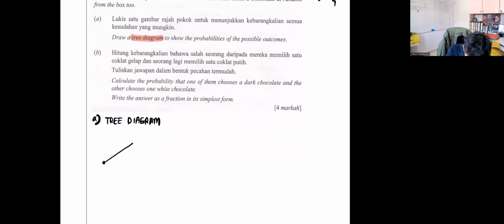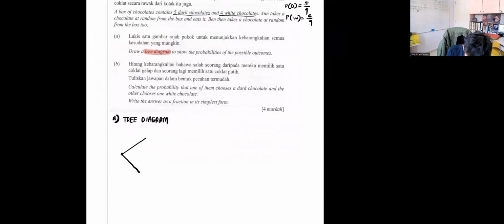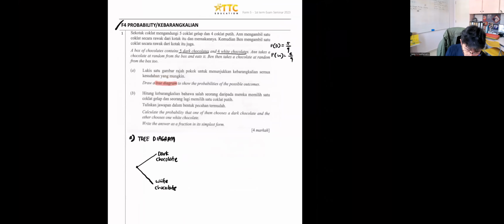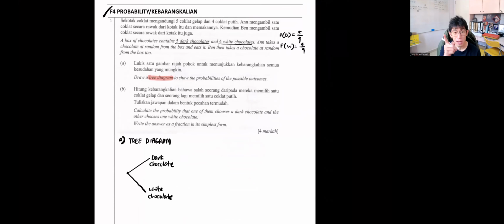Then I will draw 2 lines and put it over here like this. Here we have dark chocolate. You have to put it nicely. Dark chocolate, and then we have the white chocolate. Tell me the probability of dark chocolate there. It's given there, 5/9. And this will be 4/9.